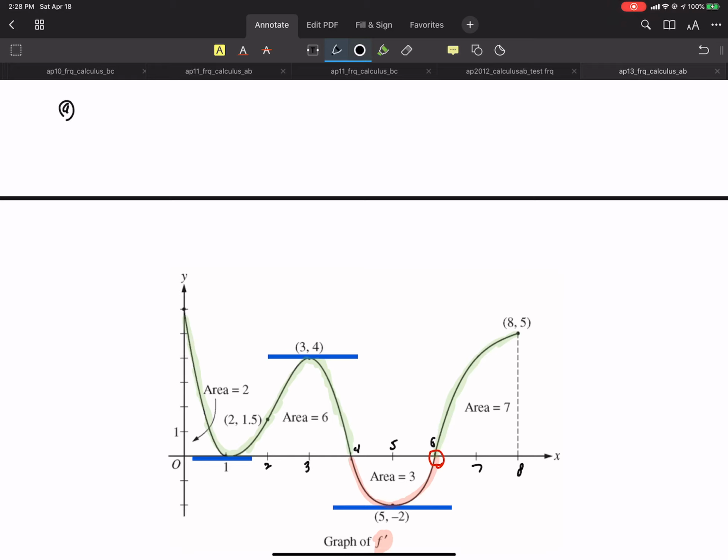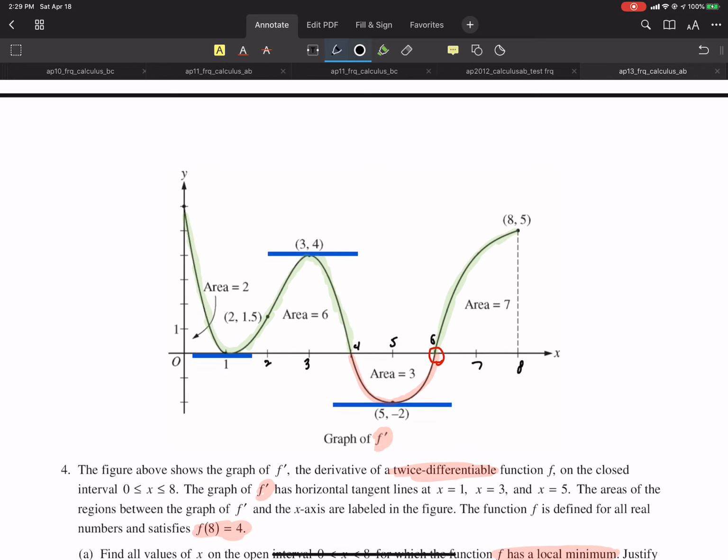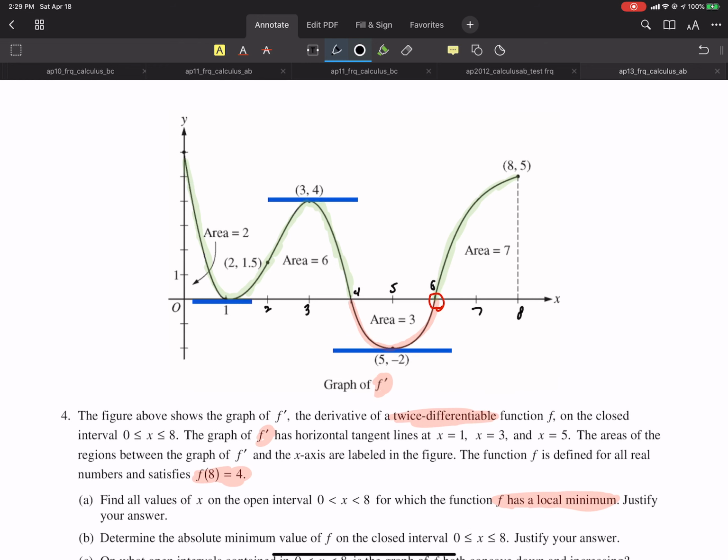I will say f has a local minimum at x equal 6 because f prime changes from negative to positive. That was easy. I like that question. Part A. Part B.